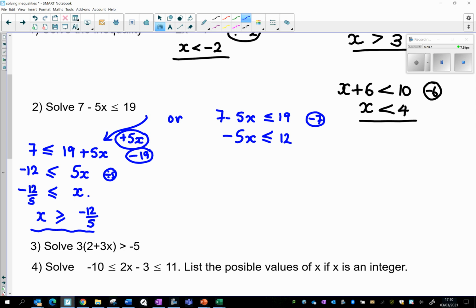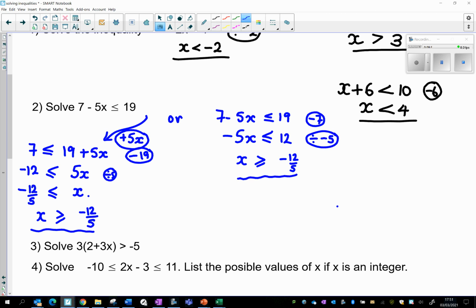Okay, now what am I going to do? Well, I'm going to divide by negative 5. If I divide by negative 5 on the left, I've got x. Divide by negative 5 on the right, and I've got minus 12 over 5. Remember, that comes out as negative. And here I have divided by a negative number, so I'm going to swap my inequality sign round, so it now points to the right.